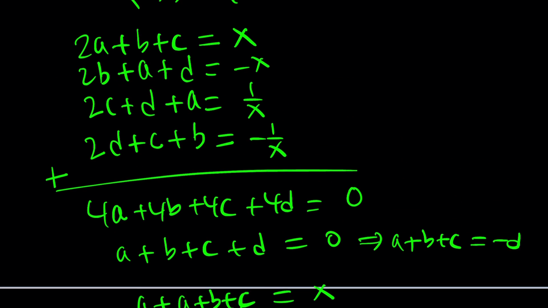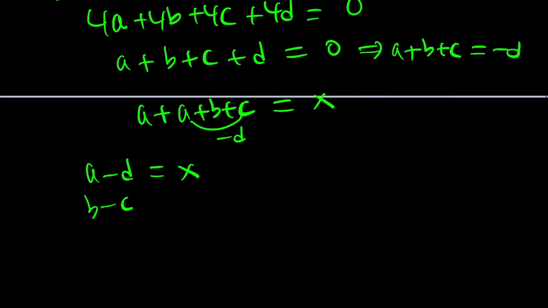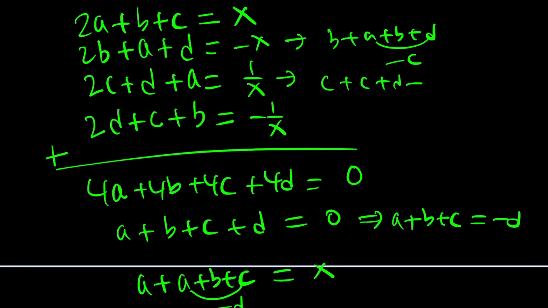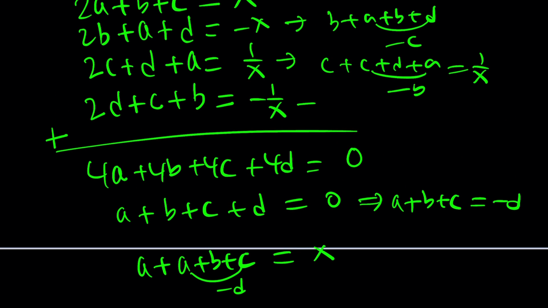Great. Let's try the same thing on the second equation. This is b plus b plus a plus d. A plus b plus d is negative c. So this is b minus c is negative x. Let's see if this is going to help at all. And there's obviously so many ways to do this. c plus d plus a is equal to negative b. That's 1 over x. So c minus b is 1 over x. So we're kind of getting 2 variables at a time. And this should give us d plus negative a, right?